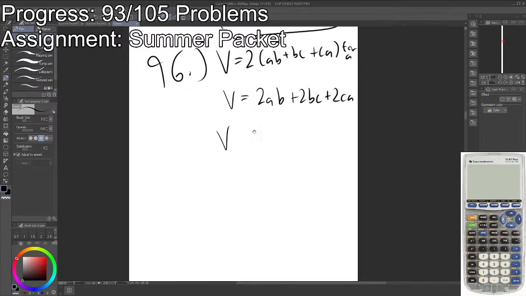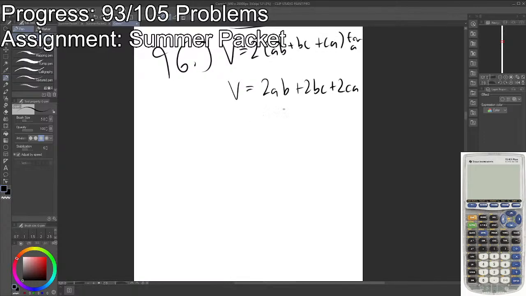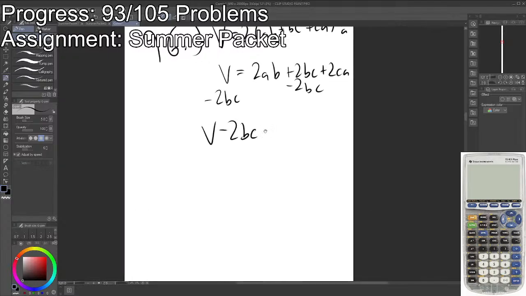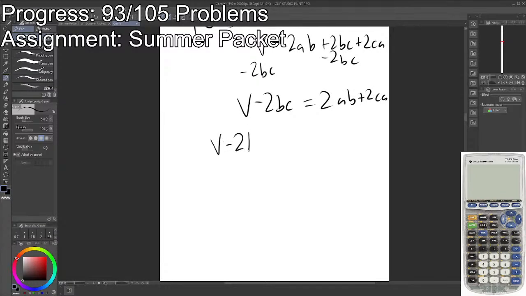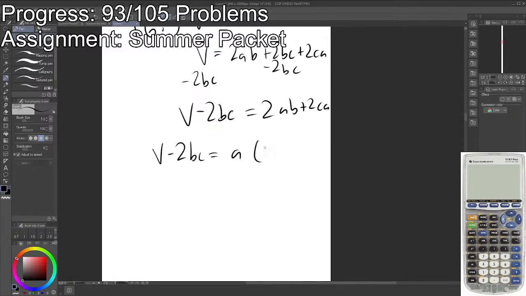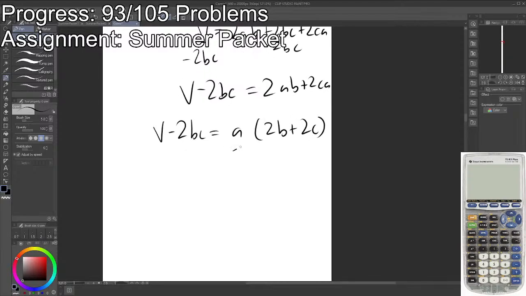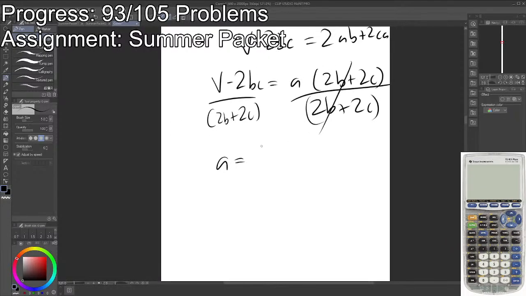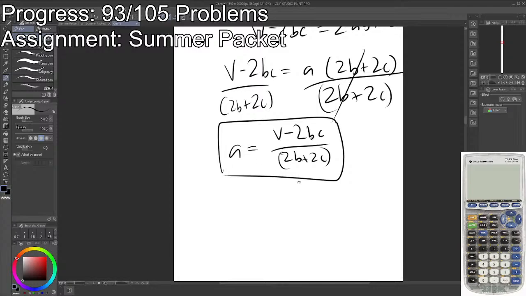Okay, move the 2BC onto the other side. Then factor out the A. Divide, that should be it. I think.